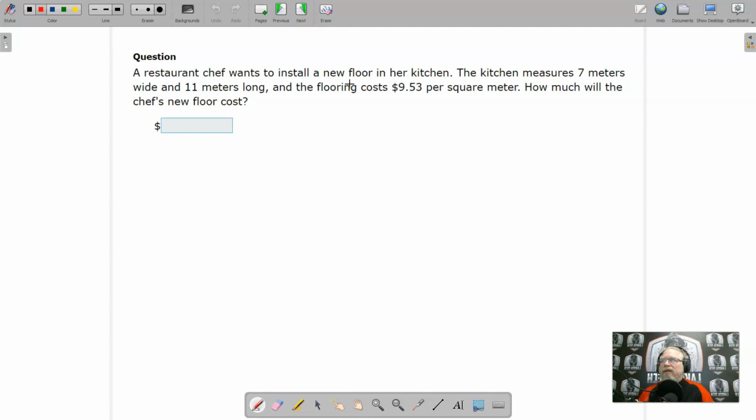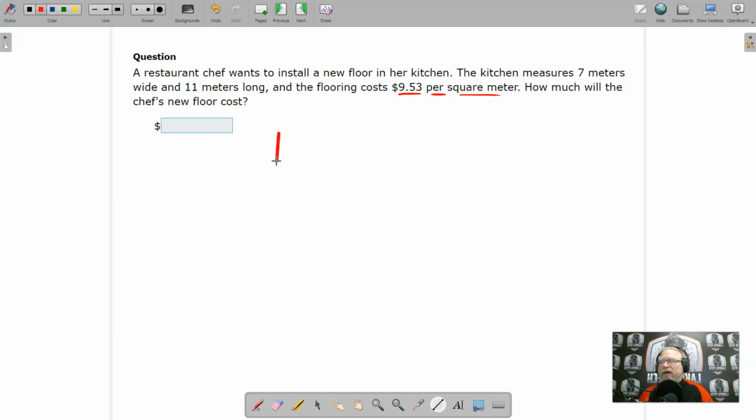A restaurant chef wants to install a new floor in her kitchen. The kitchen measures 7 meters wide, 11 meters long. The flooring costs $9.53 per square meter. How much will the chef's new floor cost? Well, we know how much it is per square meter, but we need to know how many square meters there are. Well, it is indeed wide by long, so this is a rectangle, right?